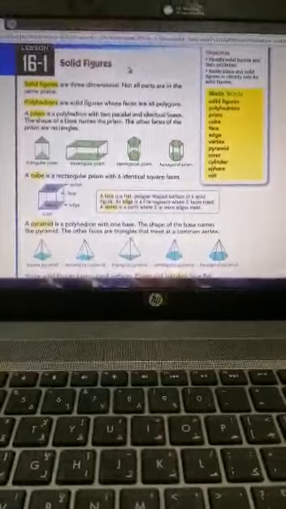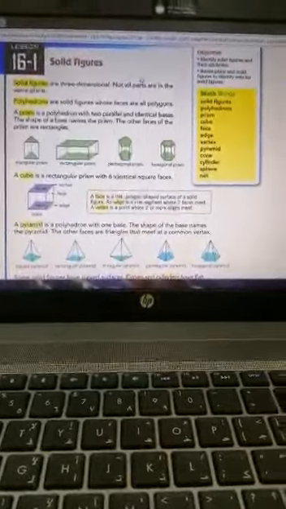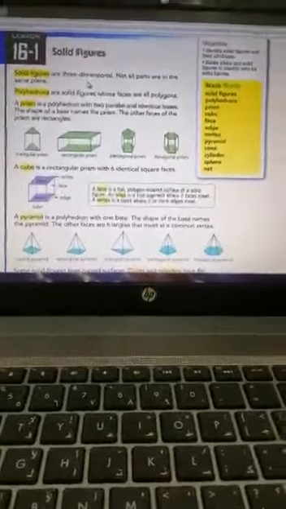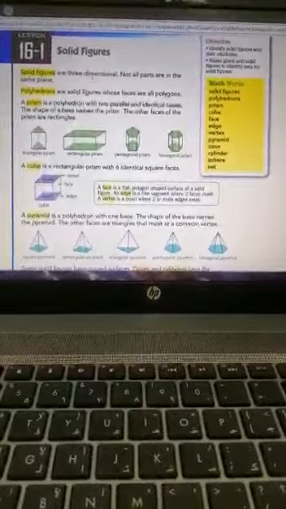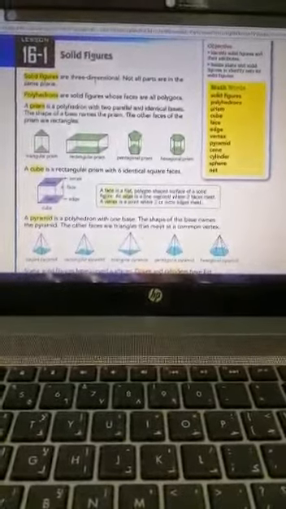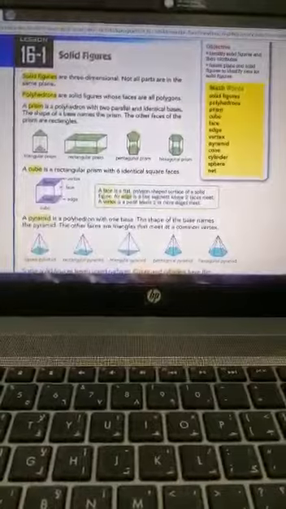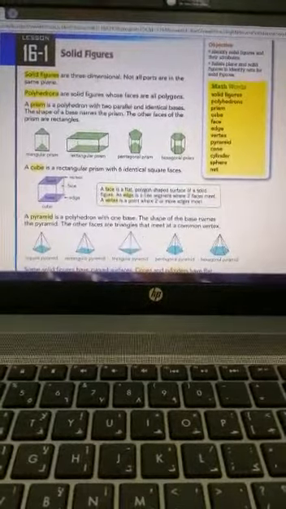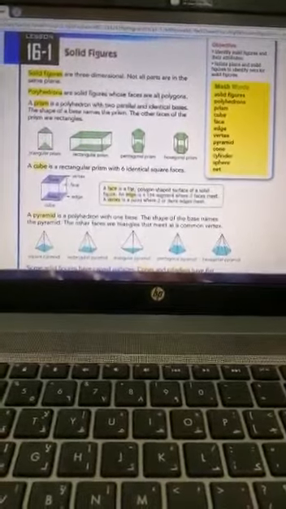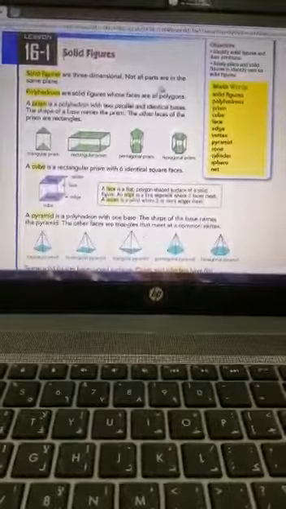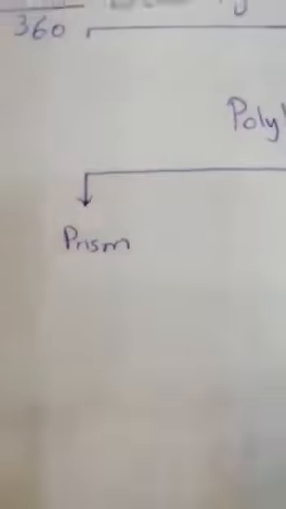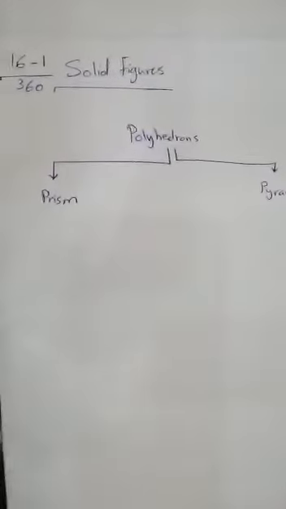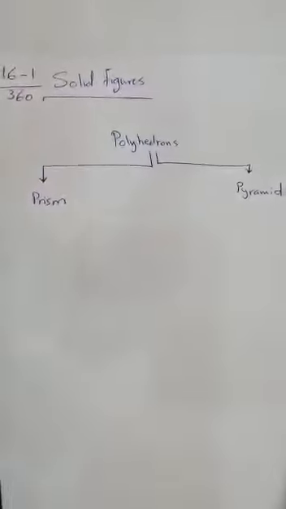Solid figures are three-dimensional and not all parts are in the same plane, okay? Polyhedrons are solid figures whose faces are all polygons, and we can classify the polyhedrons into prisms and pyramids, okay? A prism is a polyhedron with two parallel and identical bases, okay?